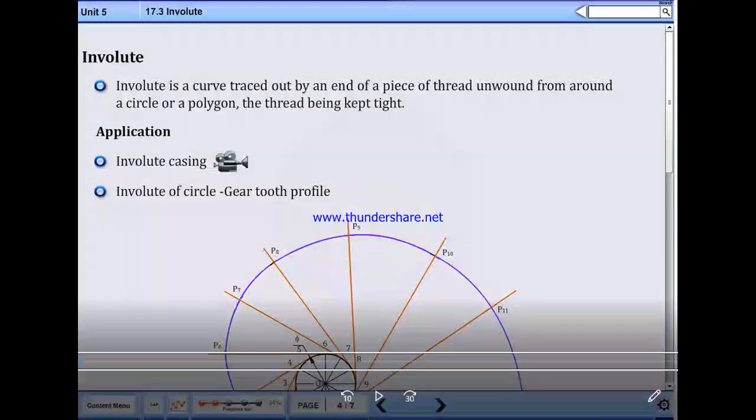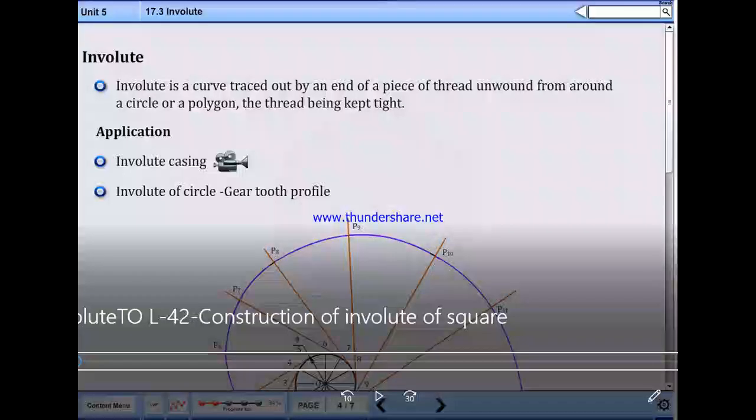Now note down: involute is the curve traced out by the end of a piece of thread unwound from around a circle or polygon, the thread being kept tight. Applications: involute casing, involute of circle, gear tooth profile. So as with the previous involute casing, you may analyze like this.